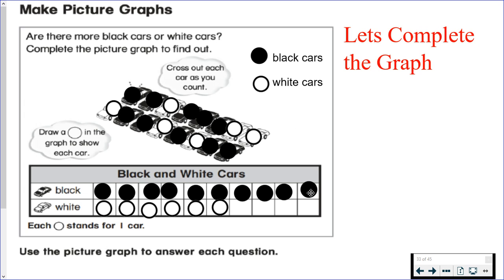Okay, so now we've completed it. We've crossed out all of the cars and we have completed the picture graph. Remember, each circle stands for one car. Let's go back and check our work.